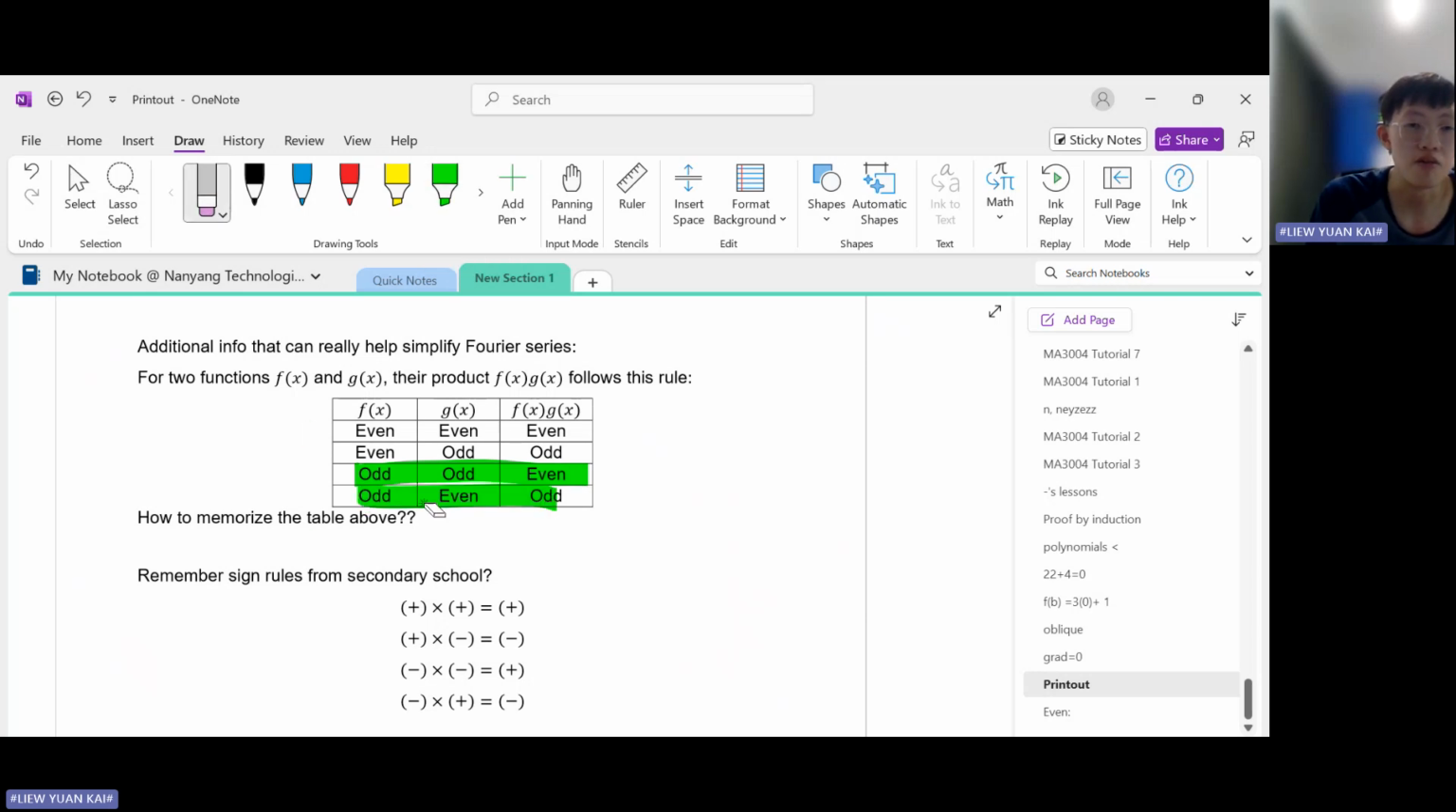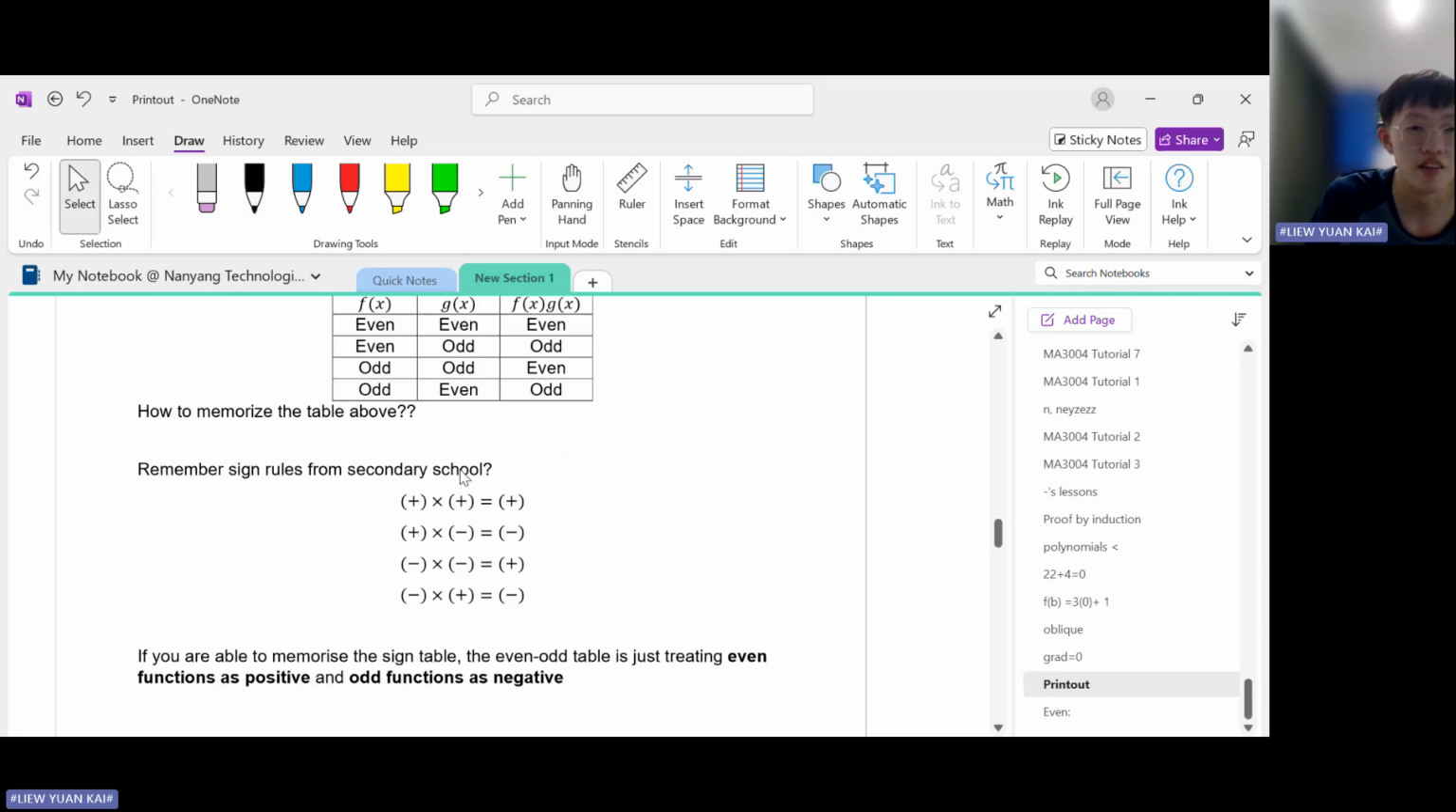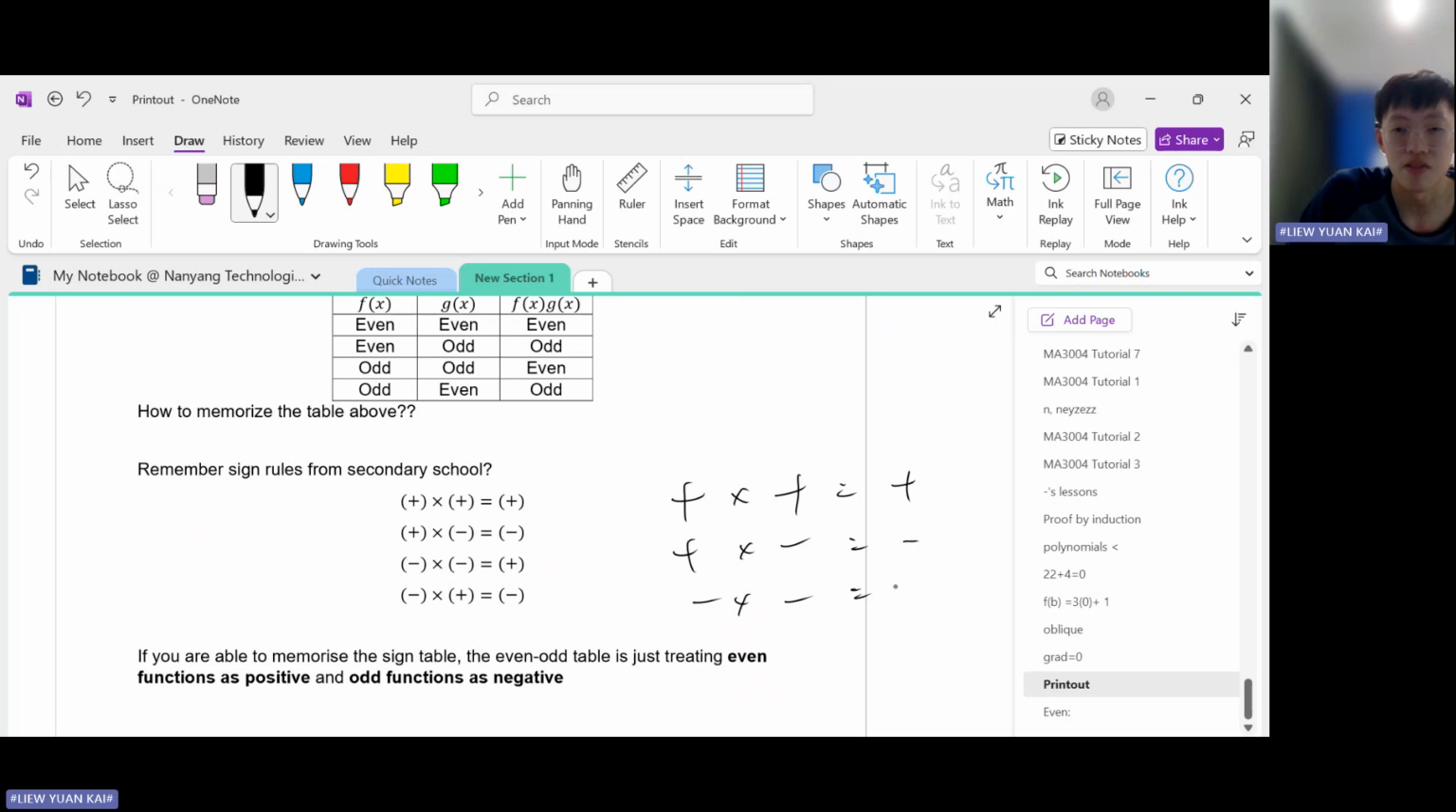Now, how do you memorize this table? The way you memorize this table is by remembering the sign rule for products. Do you remember this from secondary school? All of us are very familiar by now that a positive multiplied by a positive number will give me a positive number. Positive times negative will give me negative. Negative times negative will give me positive, and negative times positive will give me negative. All of us know this.